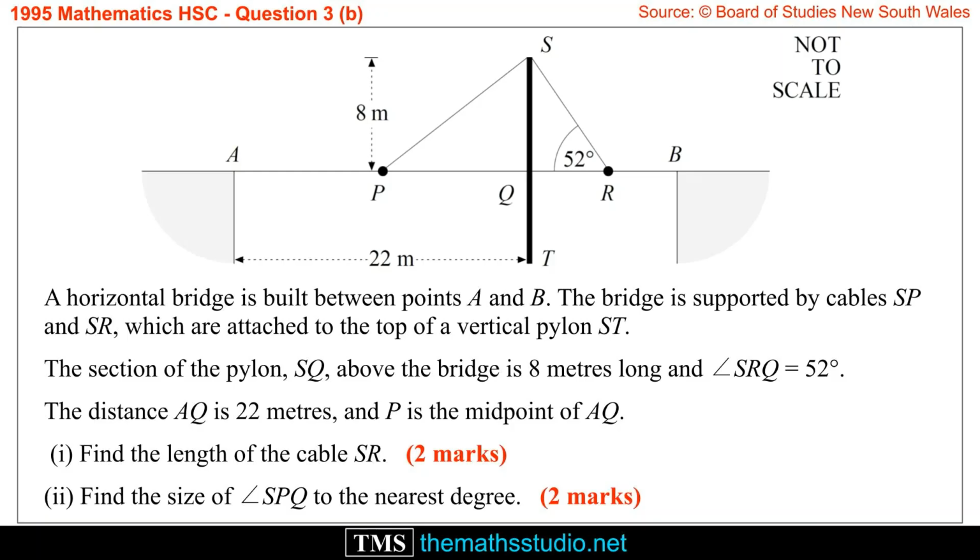Question 3, Part B. A horizontal bridge is built between points A and B. The bridge is supported by cables SP and SR, which are attached to the top of a vertical pylon ST. The section of the pylon, SQ, above the bridge is 8 meters long and angle SRQ equals 52 degrees. The distance AQ is 22 meters and P is the midpoint of AQ. Part 1. Find the length of the cable SR.